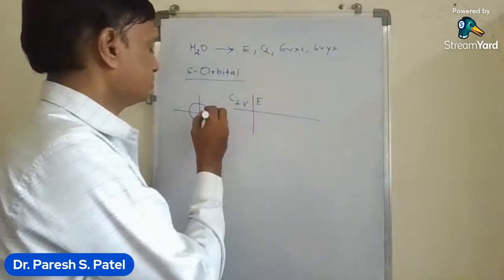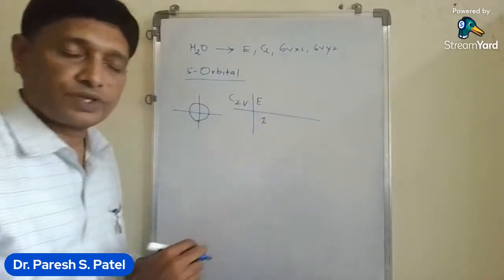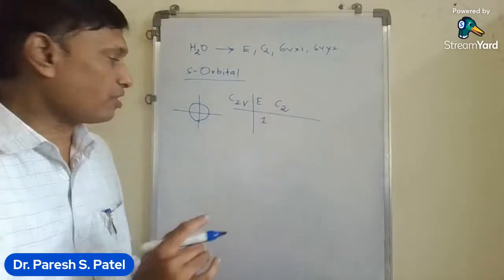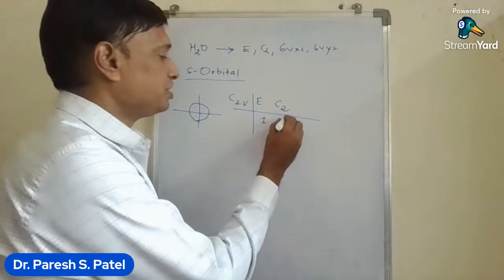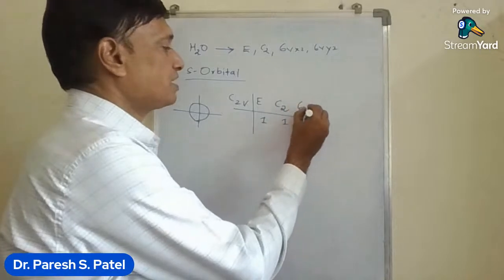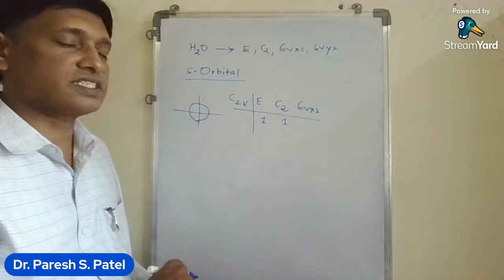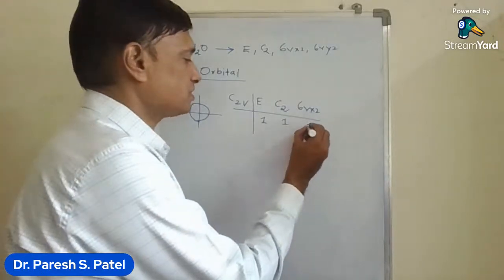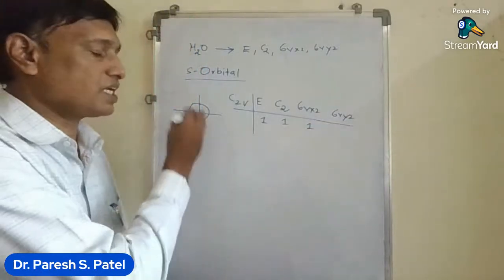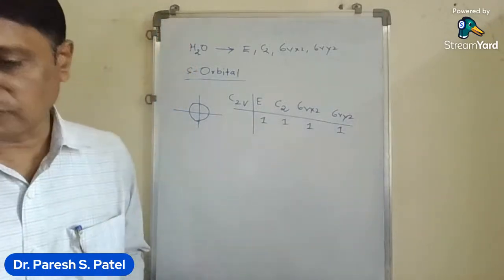on the spherical shape of the s orbital, there is no change, which means the character is 1. If you operate the C2 symmetry operation on the spherical shape of the s orbital, there is no change, so the character is 1. Sigma vxz: if you operate sigma vxz on the s orbital, there is no change, so the character is 1. Sigma vyz: if we operate sigma vyz on the s orbital, there is no change, so the character is 1.